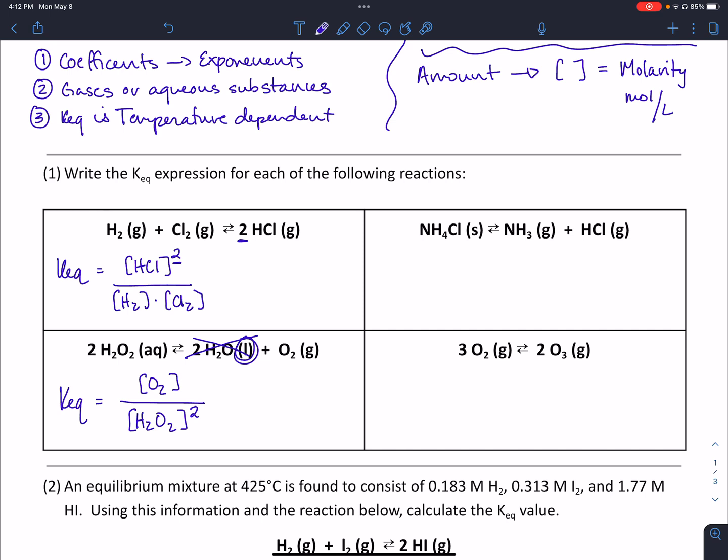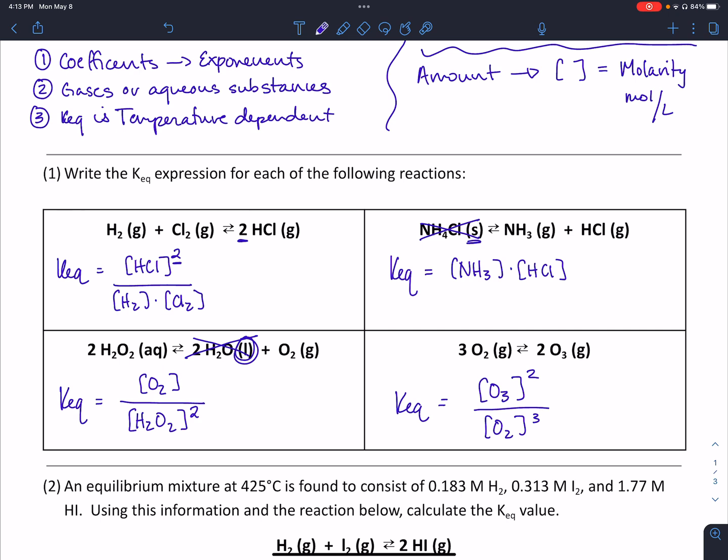All right, slide up to our next one. Now this time we've got a solid. That's also not allowed in our KEQ expression. So all we have here are reactants. So it's going to be NH3 times the concentration of HCl. And that's okay, you don't have to have a denominator. Just like sometimes you may find that both products are liquids or solids, and if that's the case, you just put a 1 up there. And then our last one, we've got a KEQ value of O3, ozone squared, divided by oxygen gas, O2 cubed. So that would be our KEQ expression there.